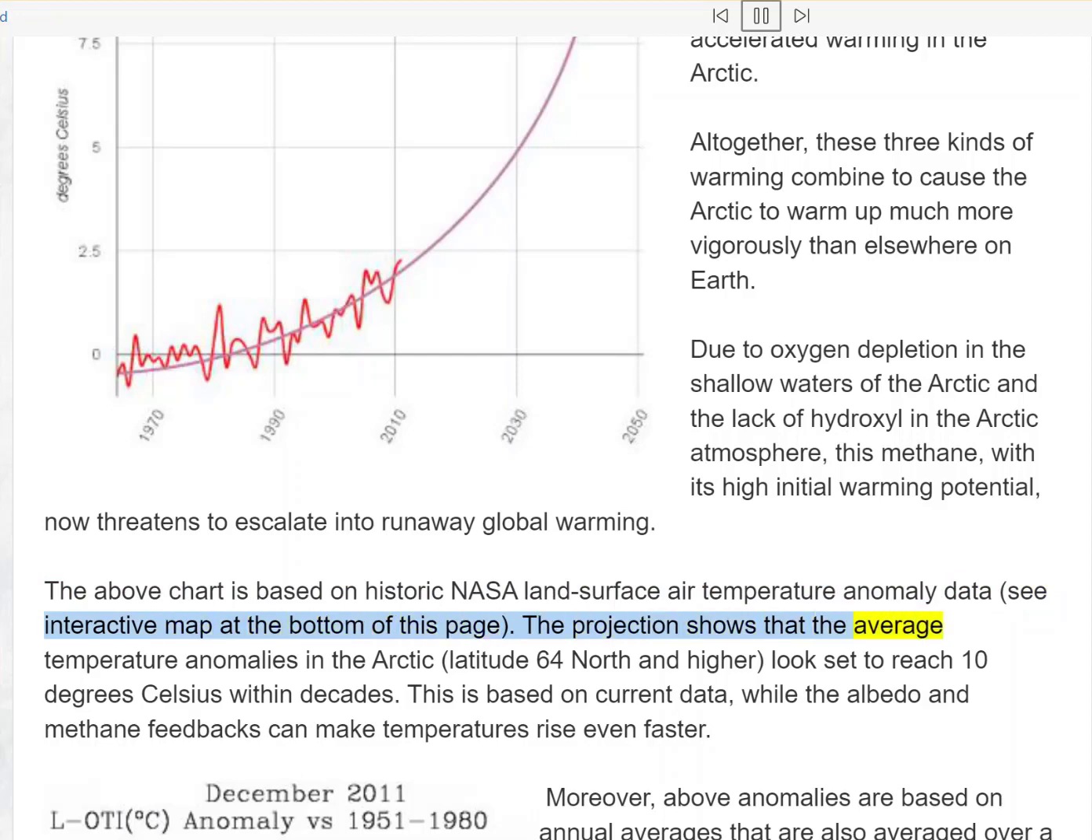The projection shows that the average temperature anomalies in the Arctic, latitude 64 north and higher, look set to reach 10 degrees Celsius within decades. This is based on current data, while the albedo and methane feedbacks can make temperatures rise even faster.